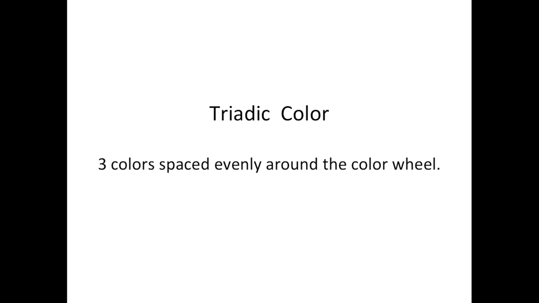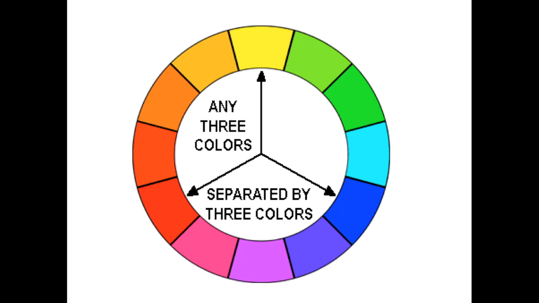Well, you can kind of see this goes even further. Some artists have used what's called Triadic Color. 3 colors that are spaced evenly around the color wheel. Again, an example, the color wheel. So if I took red, blue, and yellow here, they're equally spaced on the color wheel.